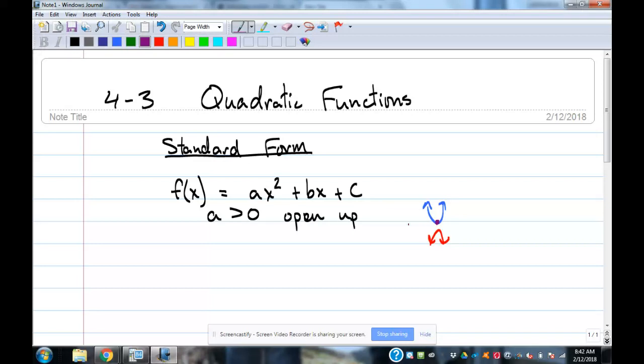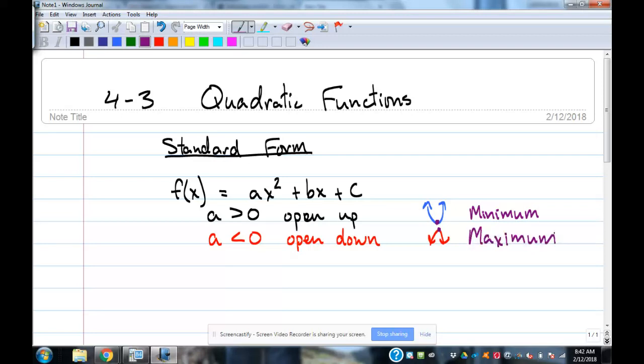that is called the what? Vertex, and it is a minimum or a maximum? Minimum. All that stuff is decided by A being positive. And then obviously if A is less than 0, it's going to open down. And that vertex is going to be a what? Maximum.